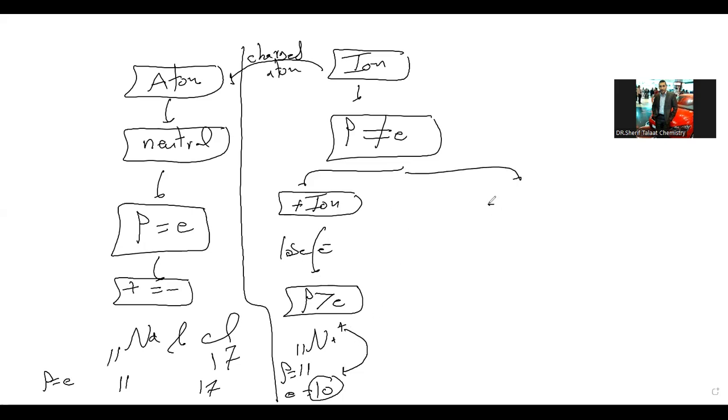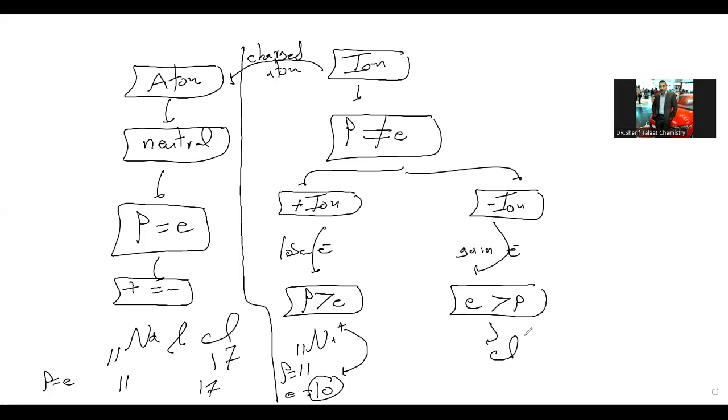While a negative ion refers to gaining electrons. So this means that electrons are greater than protons. For example, if we have Cl-, protons equal 17 and electrons equal 18. Why is it 18? Because it gained one electron.